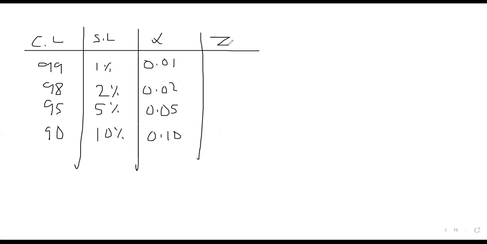Now our Z. Let's memorize this together. For 99, what do we have? 2.575. Then 2.33. Then 1.96. Then 1.645. Correct.